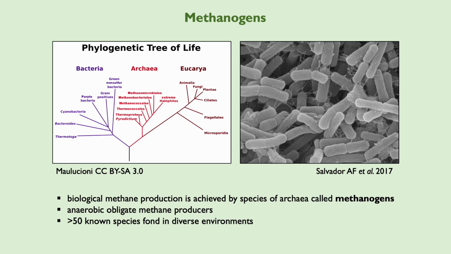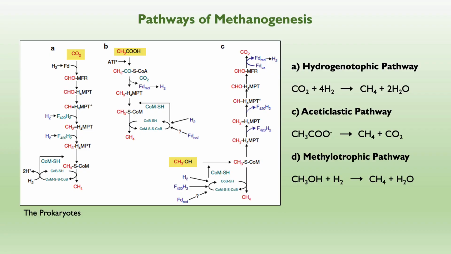And so we're going to continue the lecture by covering three pathways, the three primary pathways that are used by methanogens to produce methane, or for methanogenesis. So the three pathways are shown here.